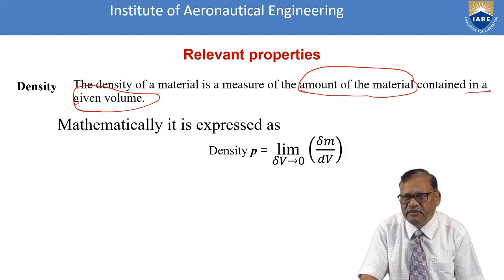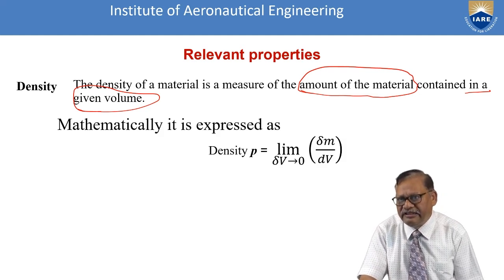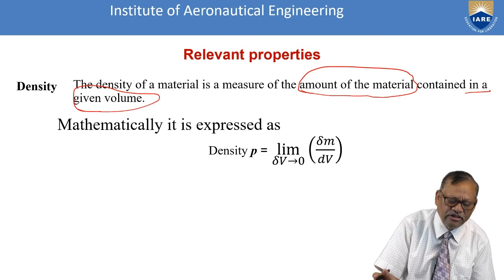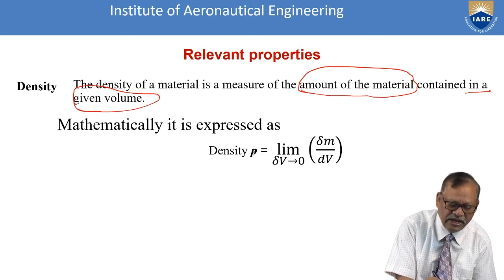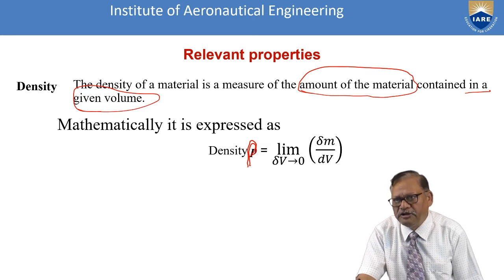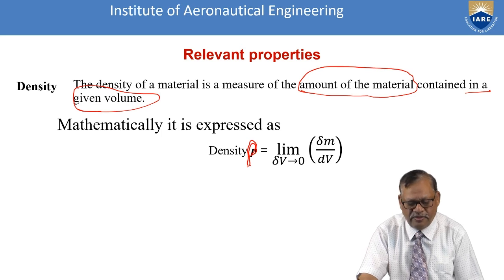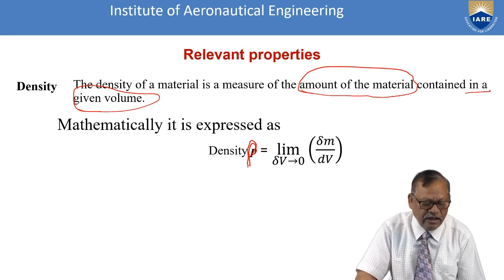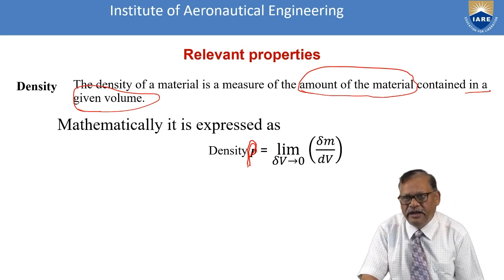Mathematically we will express density, or no, there is a small mistake here. We write not p, this should be rho. It is denoted as rho, as the limit tends to 0, how much material it will have. Mathematically we express it like this. So please make a correction there. It is not p, it is rho.